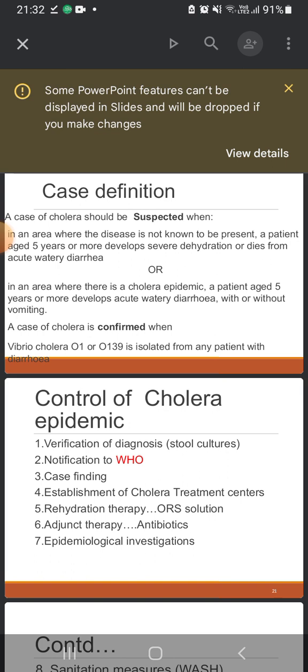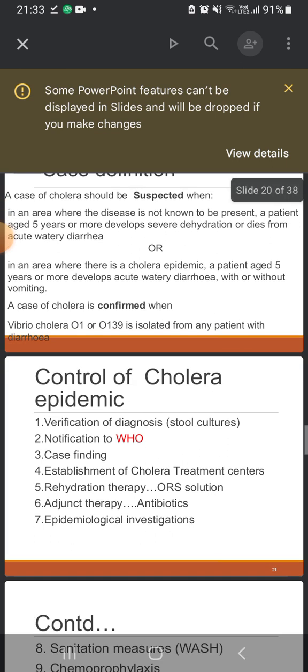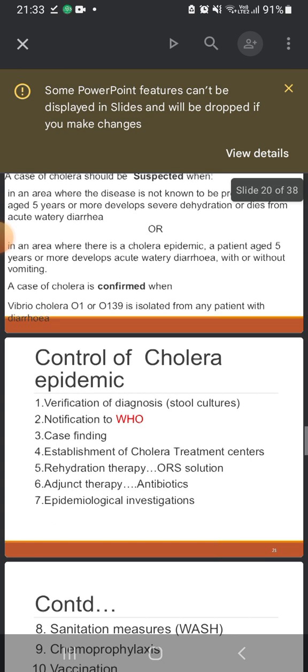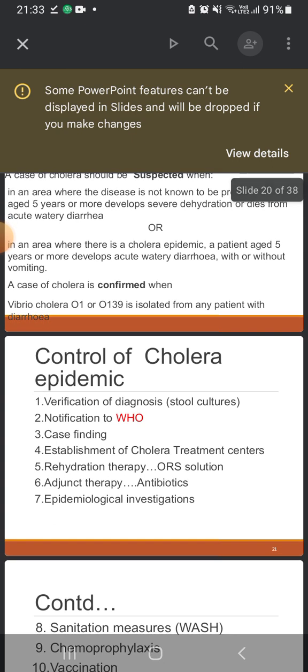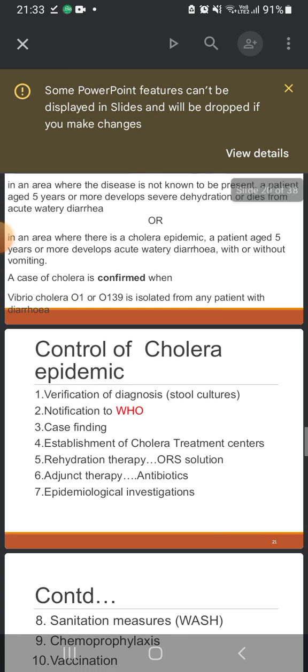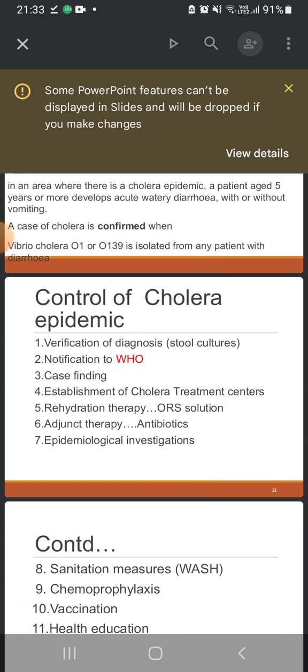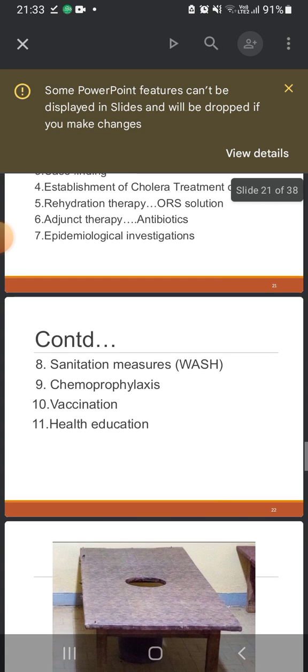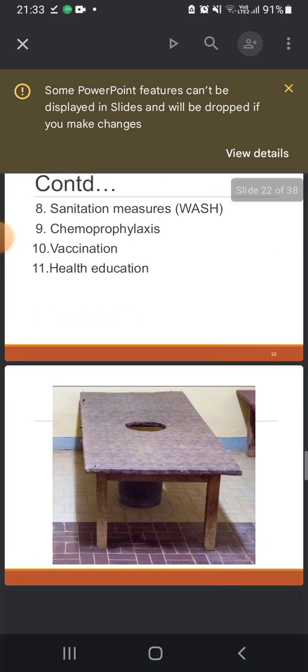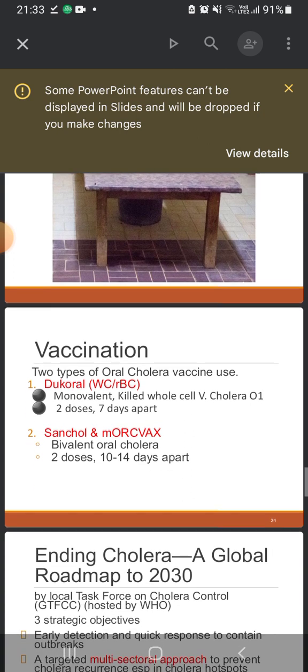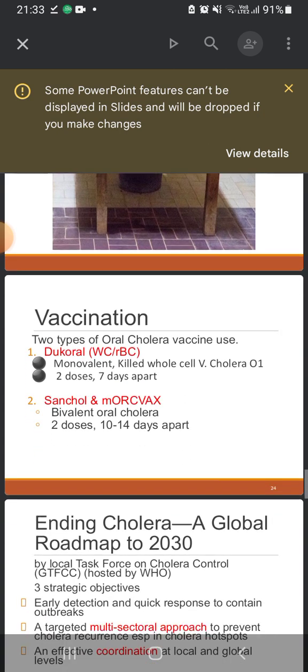How do we control an epidemic? Verification of diagnosis, notification, case finding, establishment of cholera treatment centers, rehydration therapy, ORS solution, adjunct therapy, antibiotics, epidemiological investigation, sanitation methods, chemoprophylaxis, vaccination, and health education. There are two types of vaccines available: monovalent and bivalent. Monovalent is Dukoral and bivalent is Shanchol or Morcvax.